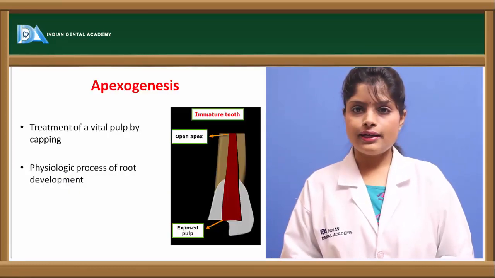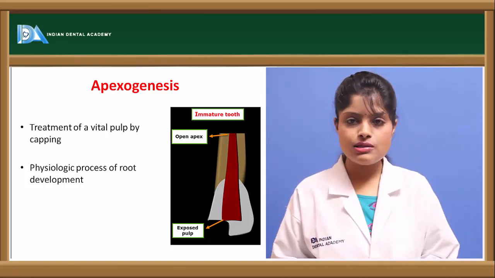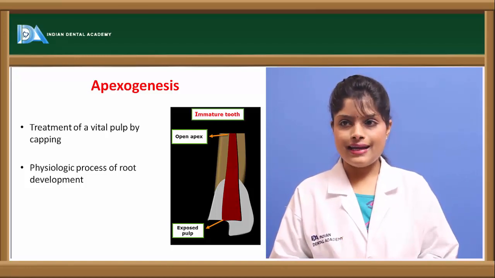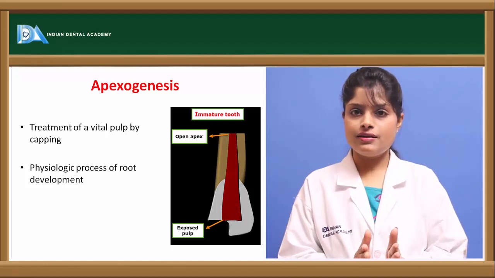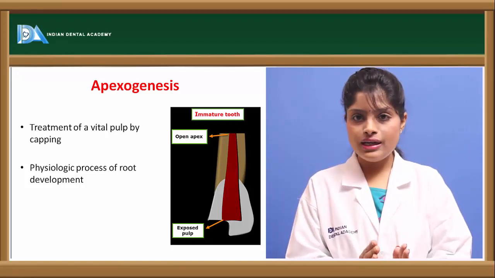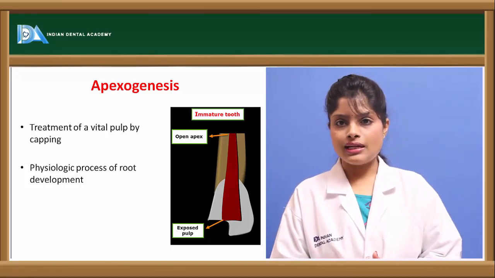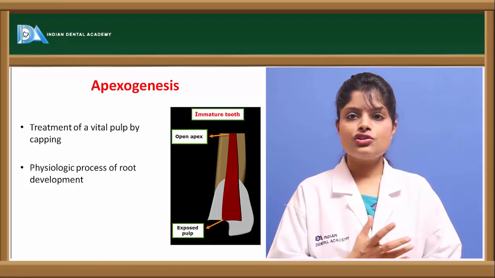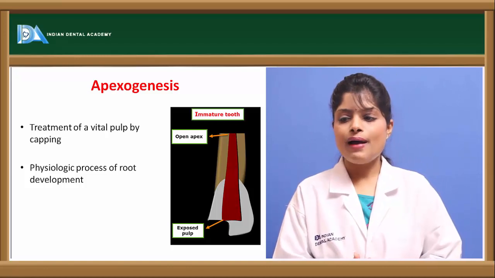So let us know what apexogenesis basically is. Apexogenesis is the treatment of a vital young permanent tooth by the process of capping. This is the process of physiological root end development, in which the root is developed slowly but by a physiological mechanism. That is, the natural defense mechanisms of the tooth and the surrounding structures will lay down a structure at the apex which will work as a barrier.